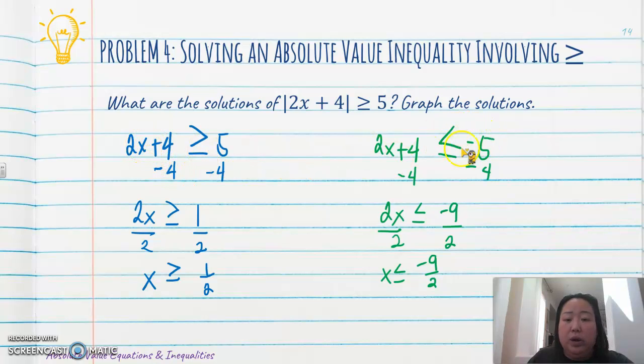And then your goal is to isolate your variable. So you have your -4, and then you divide by 2. X will be greater than or equal to positive 1/2, and then the other value of x would be negative 9/2. All right.